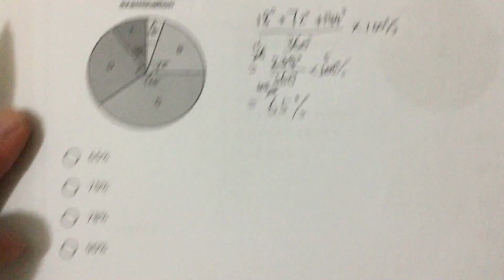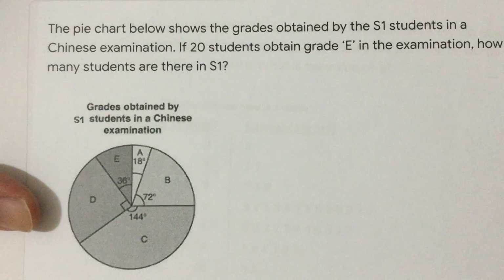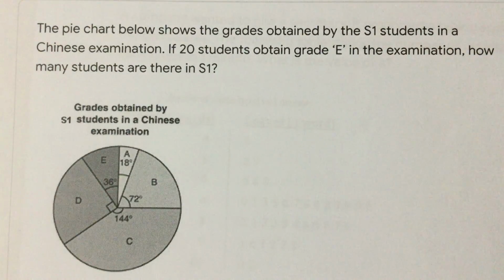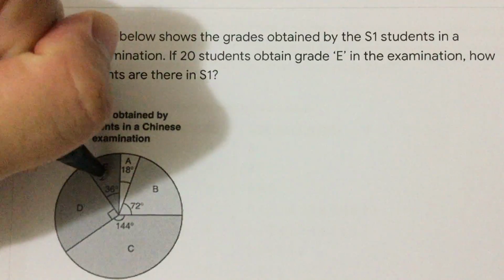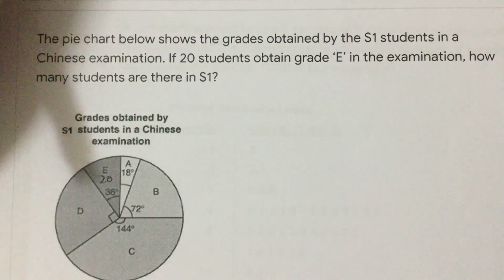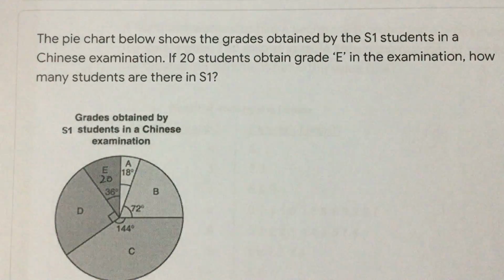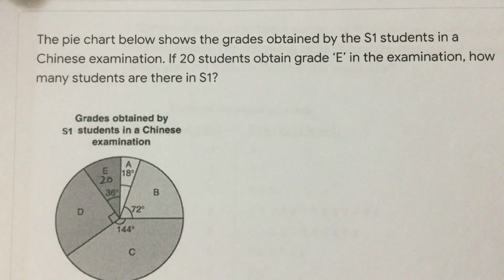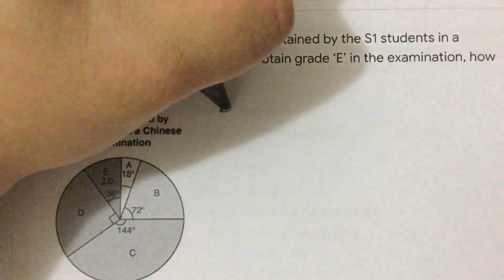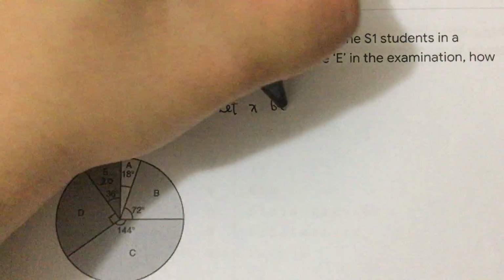Next, finally, a very tricky point. The pie chart below shows the grades obtained by the S1 students in the Chinese examination. If the number of students who obtained grade E is 20, how many students are there in S1? So you can use the help of an unknown. This time you must let X be the number of students.